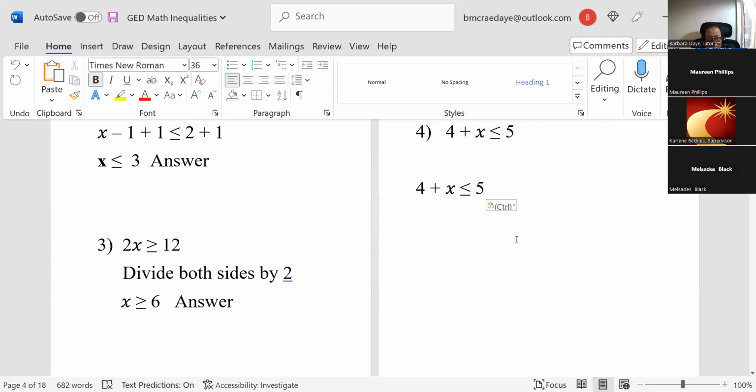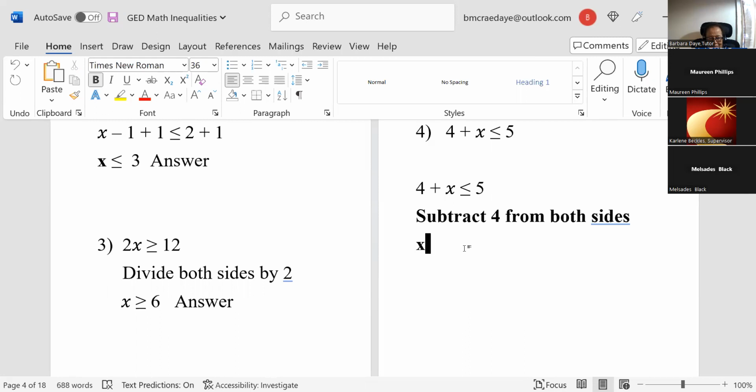Let's see. You subtract. Yes, subtract what? I don't know. Must be 4 from both sides. That's it, Maureen. You got it. Stop doubting yourself. You know this. Subtract 4 from both sides. And what would that give you, Maureen? I think it will give me x. What's the inequality symbol?